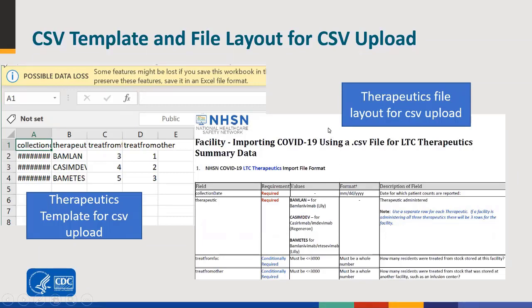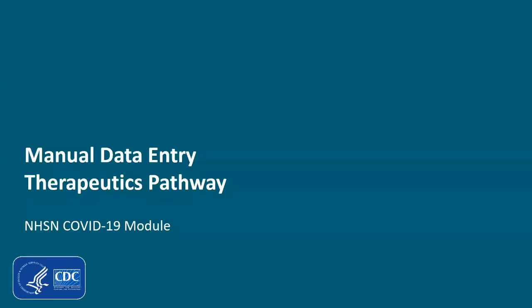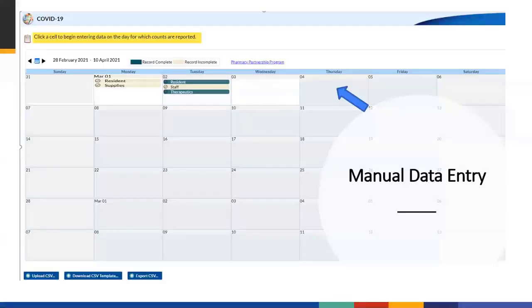And then over here on the right-hand side of the page, we've got the therapeutics file layout for CSV upload. So this will help guide you in using the CSV template, and this will kind of tell you what's required and conditionally required, things like that. For the remainder of the presentation, the focus will be on manual data entry into the therapeutics pathway. So we'll keep going with that.